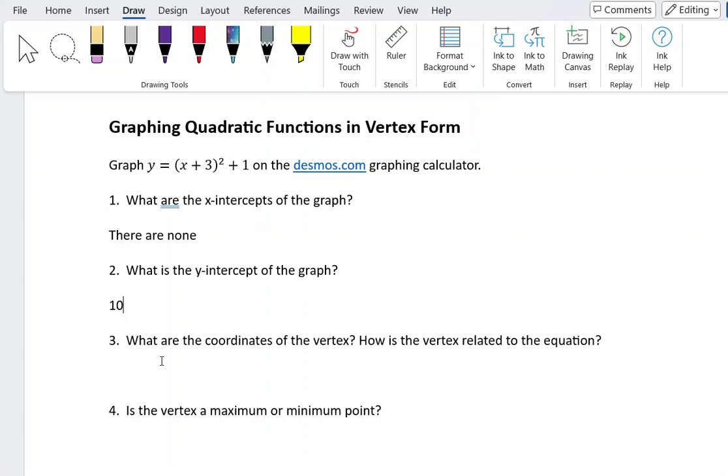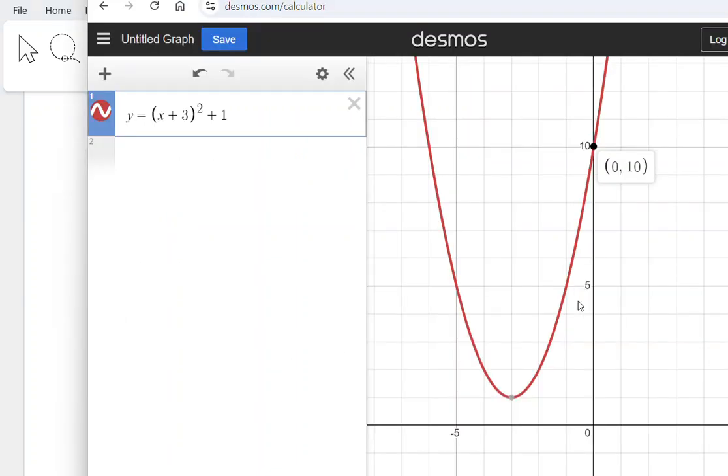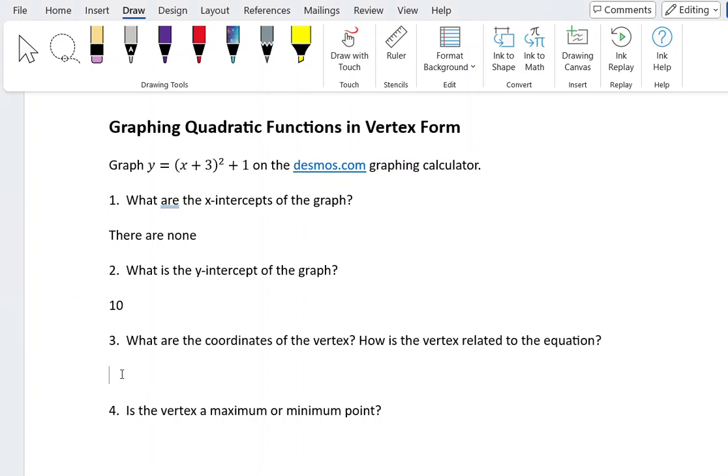Question 3 says, what are the coordinates of the vertex? And how is the vertex related to the equation? So I can see by clicking on the vertex that the vertex is (-3, 1). And when I look at my equation, I see the numbers 3 and 1 in my equation. The 3 is contained inside the parentheses with the x. The x-coordinate of my vertex is -3. My y-coordinate of my vertex is 1, and that is outside of the set of parentheses, plus 1.